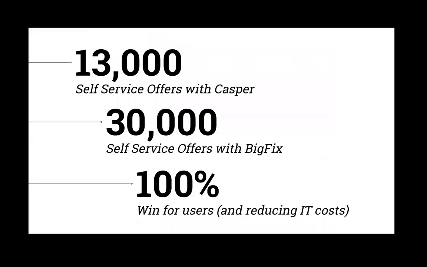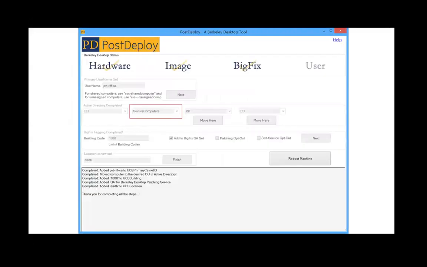And so I talked about some of these numbers. We've had about 13,000 offers with Casper accepted, 30,000 with BigFix. And I would say this is a pretty big win for us, and it's been a pretty good saving in labor. Self-service has really been a major change for us.